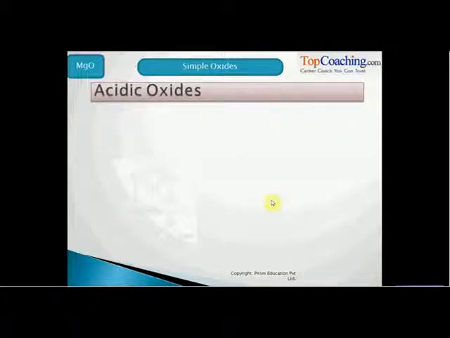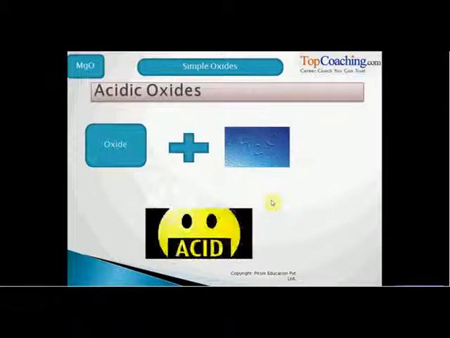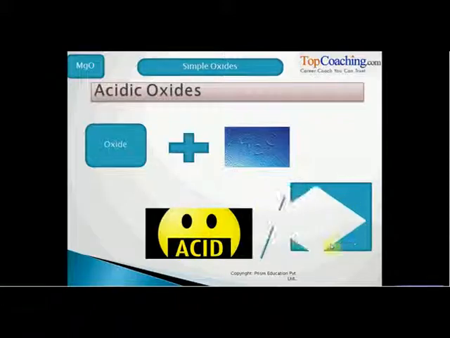We have another categorization based on their acidic or basic behavior, and that is acidic oxide, basic oxide, amphoteric oxides and neutral oxides. Let us go to them one by one. When an oxide reacts with water and forms an acid, we call it an acidic oxide. Alright?